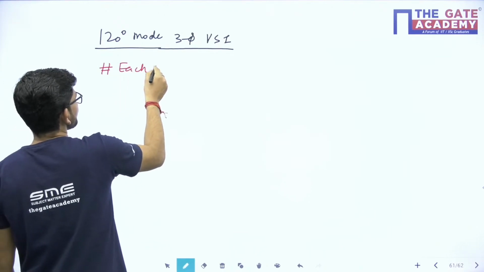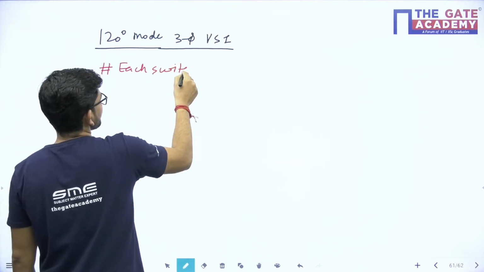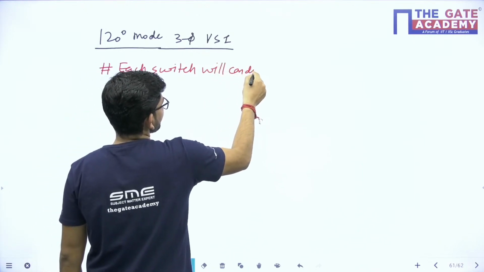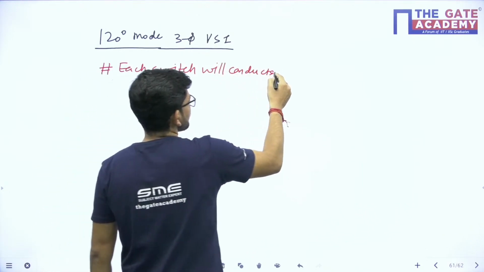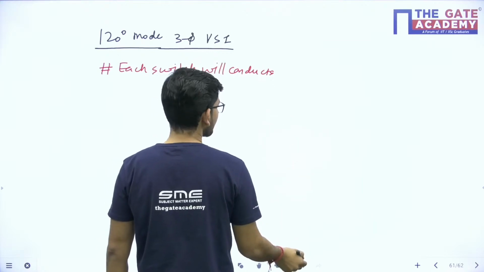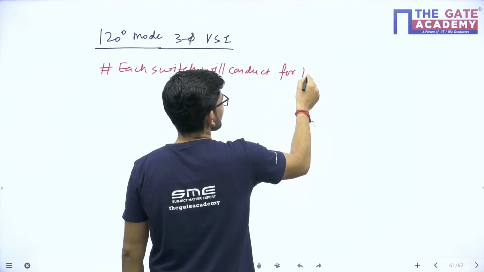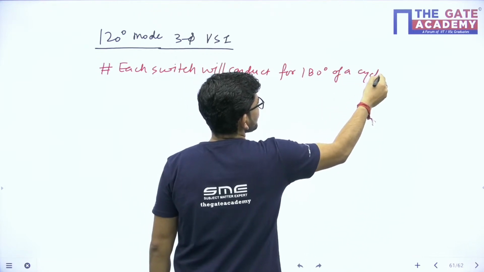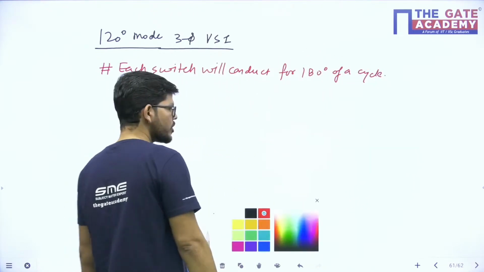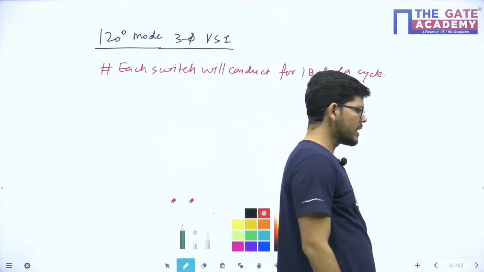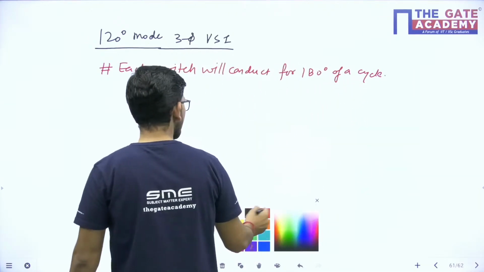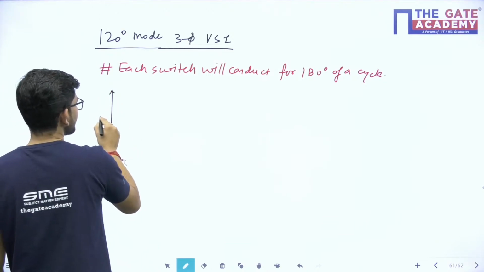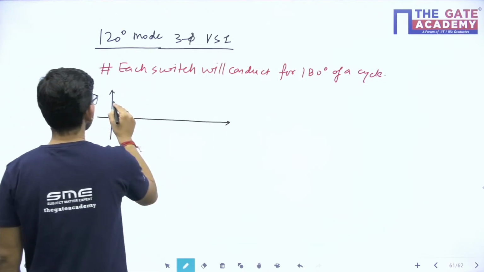Each switch will conduct for 180 degree of a cycle. So each switch will conduct for 180 degree of a cycle. Now if I draw the phase and line voltage waveform, the phase voltage waveform will be something like this.